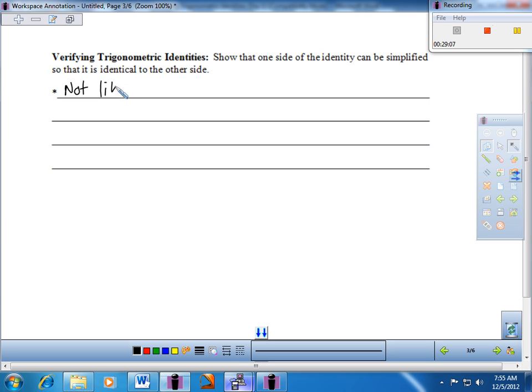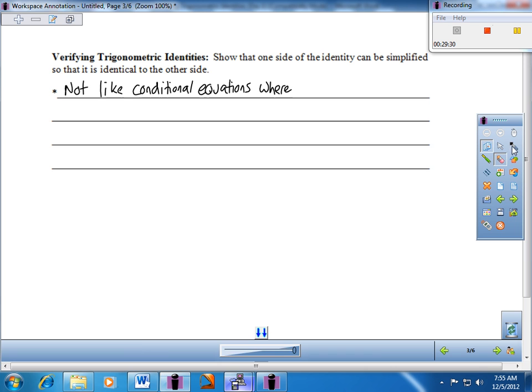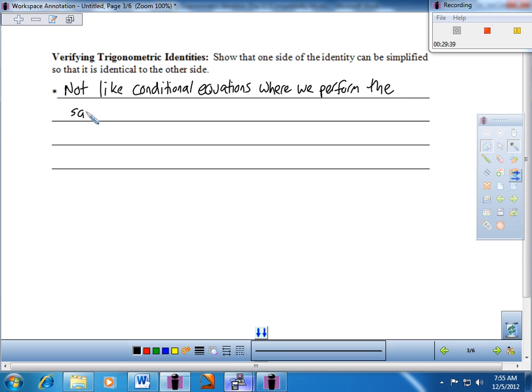So let me be very clear about how these equations are. They are not like those conditional equations that you've been working on for the last several years. So we are going to have to change the training, basically. So not like conditional equations. And if you remember conditional equations, you've been basically trained, let me just make sure I write it down as I say it here, where we perform the same algebraic steps to both sides of the equation.